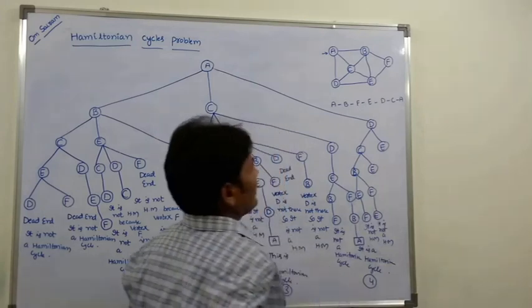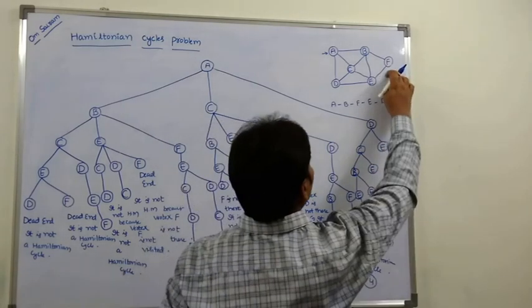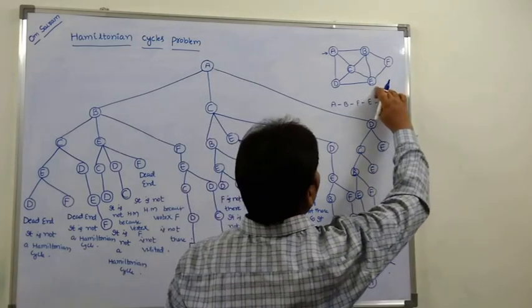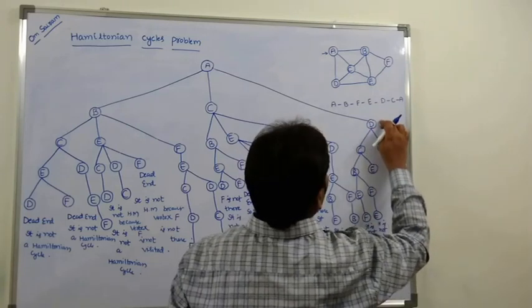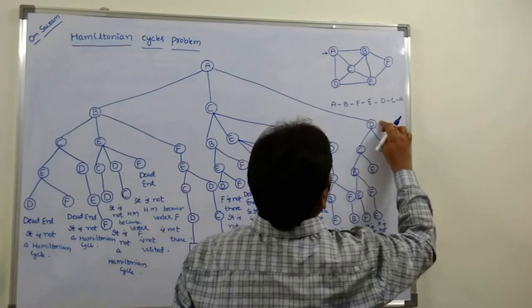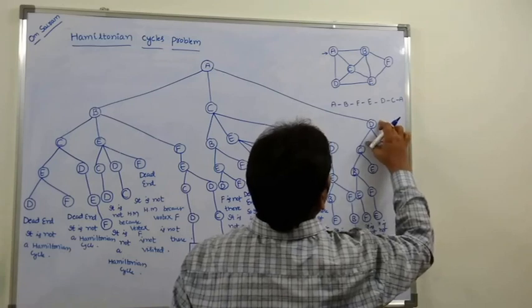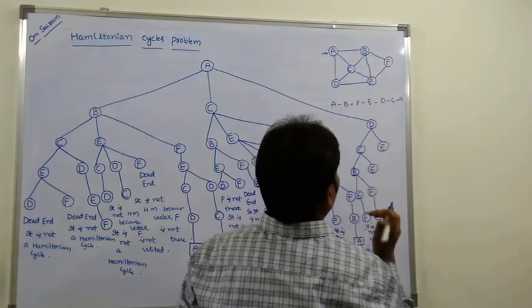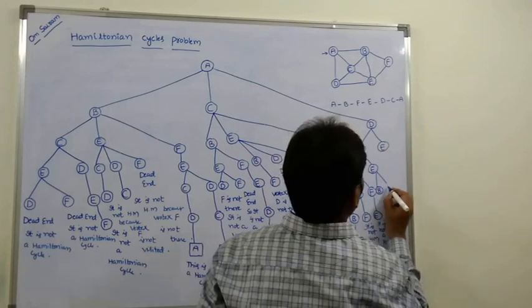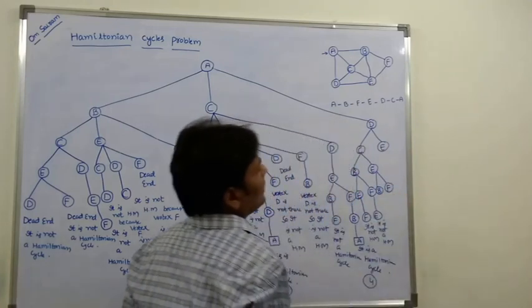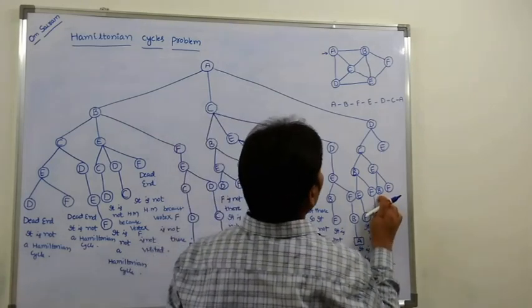Next, consider vertex E. What are the adjacents for E? B, C, F, D. So C is already completed, D is already completed, DF is not there. So that is B and F. Now consider vertex B.